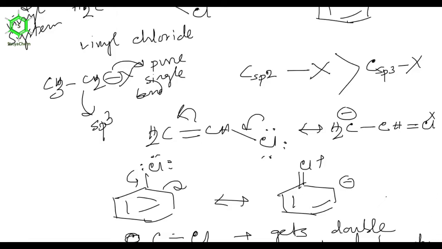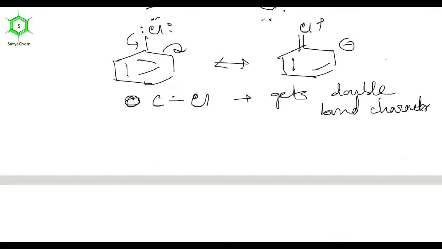If the C-Cl bond is difficult to break, then it is to some extent resistant towards nucleophilic substitution. In nucleophilic substitution, the carbon leaving group bond breaks, but here breaking needs more energy because the carbon leaving group bond is stronger than that of alkyl halide. Clear? Next reason is the pi electrons.